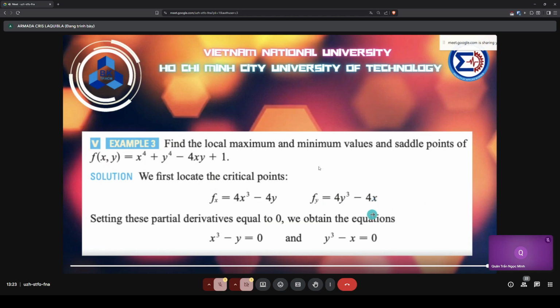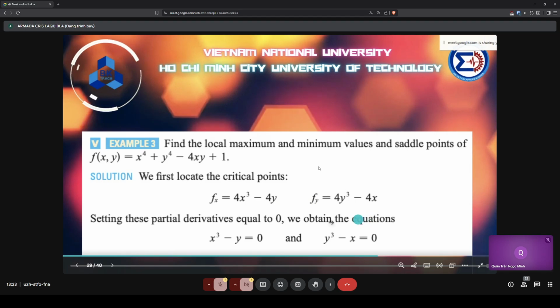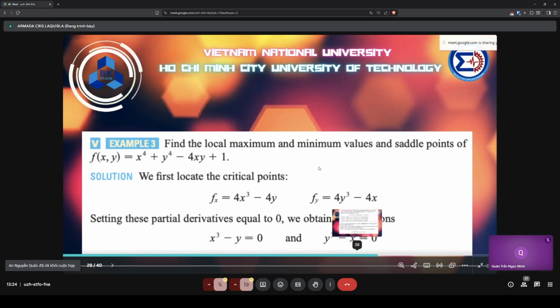Now you have this and this one. What to do next? We equate them to zero. This one equals 0, this one equals 0. Both of them have 4 in them, so you can factor out 4 and divide by 4, and you have this reduced form: x^3 - y = 0 and y^3 - x = 0. What you are going to do next is combine the two equations and then solve for the values of x and y.